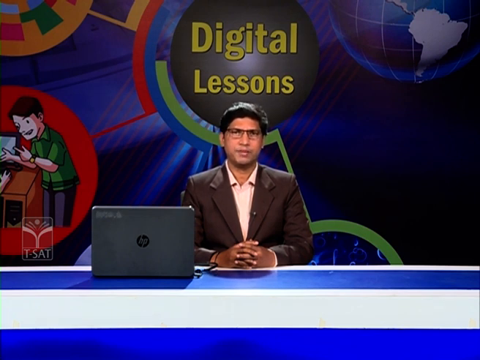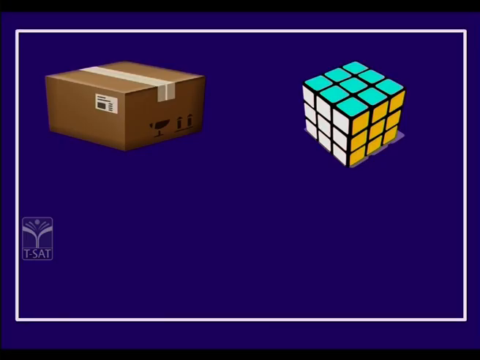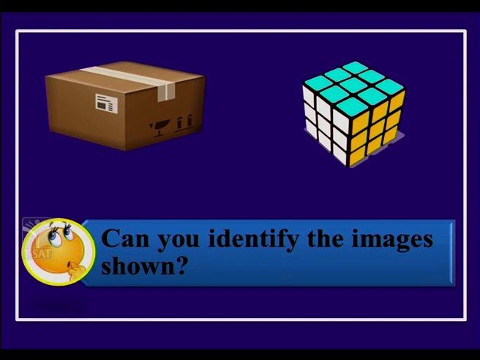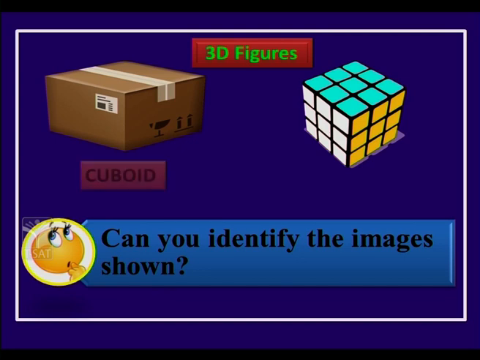Let us quickly recap what we have learned in our previous class. Children, can you identify the images shown on your screen? Yes, you are absolutely right children. They are 3D figures. But even these 3D figures have different names, isn't it? Can you identify the names of these two images shown once again? Yes, the first one, if you notice, is called a cuboid. Now the second one, you are absolutely right children, is called a cube.